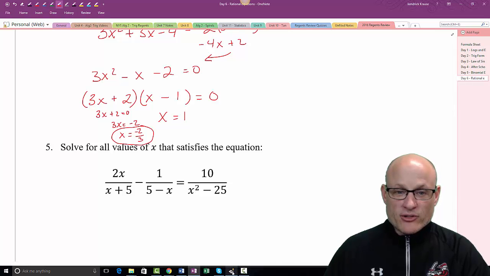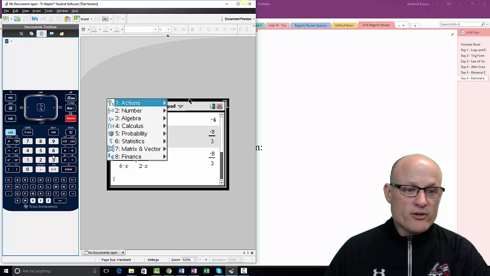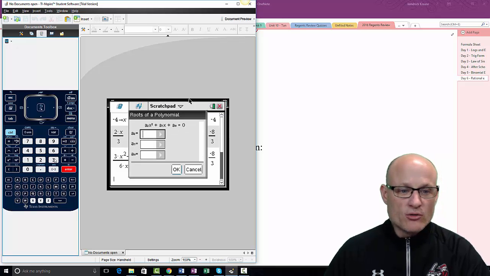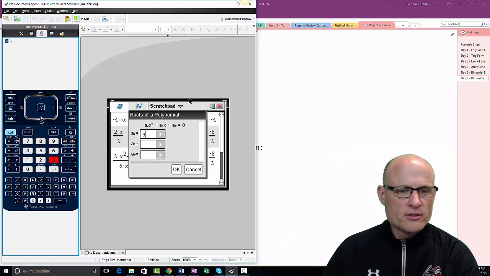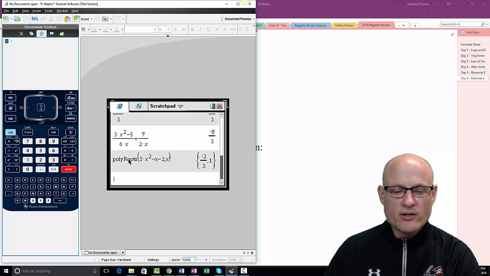The calculator will actually do that factoring for you. It's 3, negative 1, 2. So if you go menu 3, 3, 1, and it's a quadratic, you enter 3, negative 1, 2, and you hit OK. There it is. It tells you what the two answers are. So you can actually work backwards from the two answers.